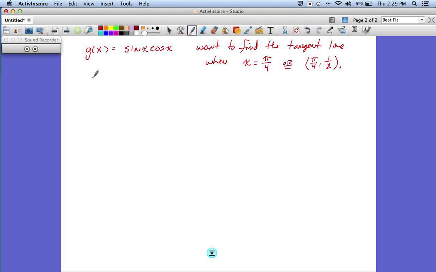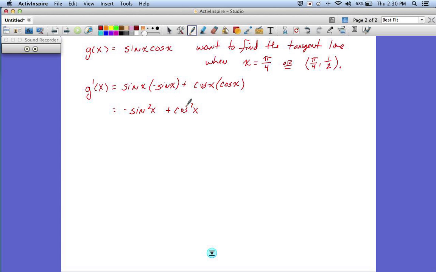Okay, so again, we have to go through with our derivative here because we know that derivative is slope. This requires a product rule. So we have f g prime, there's f. G prime is negative sine, plus g f prime. And f prime is cosine. So I actually end up with negative sine squared plus cosine squared.